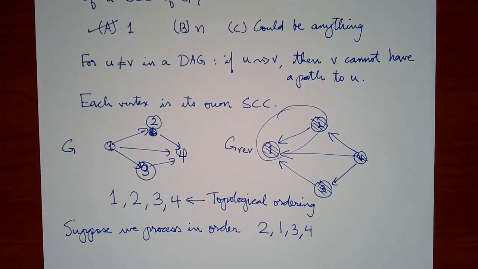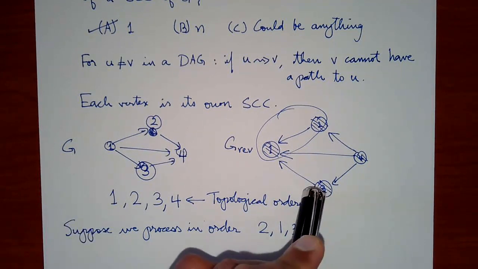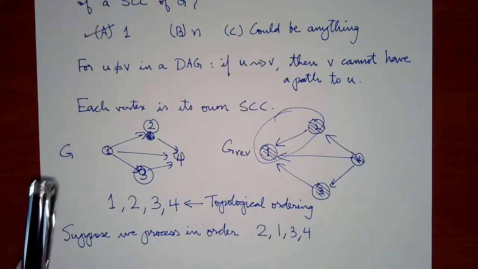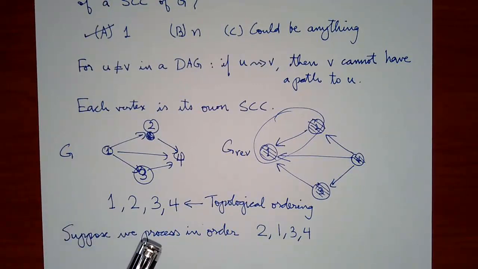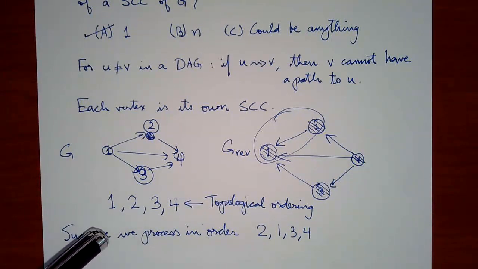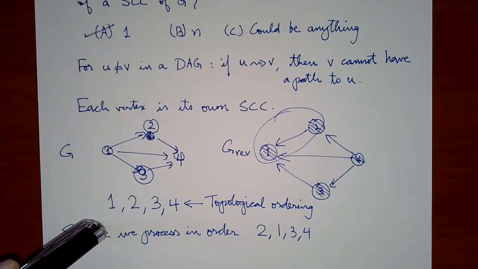Is it really required to create that G reversed? Could we not have said that if we just get a topological ordering from G and then process vertices based on the topological ordering, or is that the same thing? So we run DFS on G, we get some topological ordering, right? And then I'm trying to see why it is required to reverse the graph.